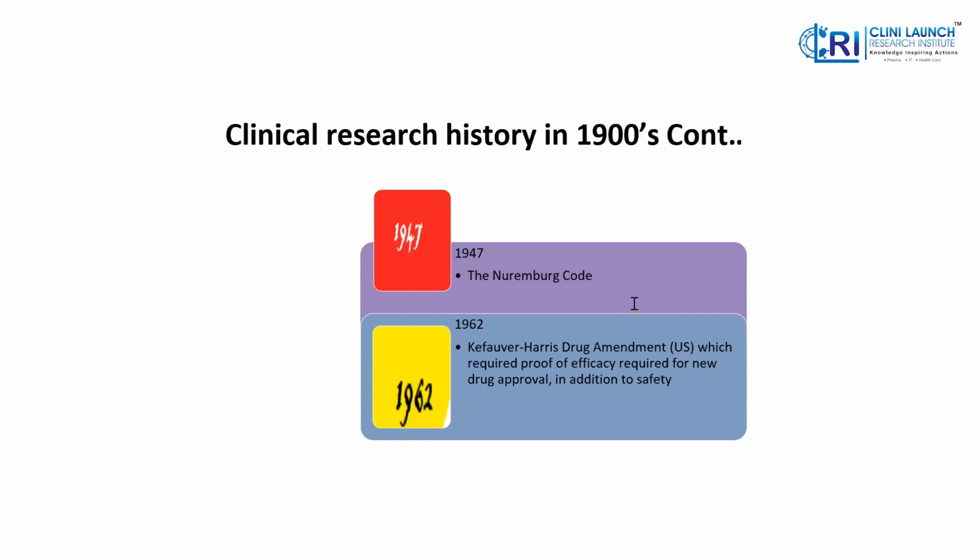This bill was presented by two U.S. senators in the U.S. Parliament: Esther Kefauver and Orrin Harris. On their names itself, we named this amendment the Kefauver-Harris Drug Amendment. This amendment required proof of efficacy for new drug approvals in addition to safety. So which amendment was there for safety and efficacy? It was the Kefauver-Harris amendment. Then thalidomide was not approved.